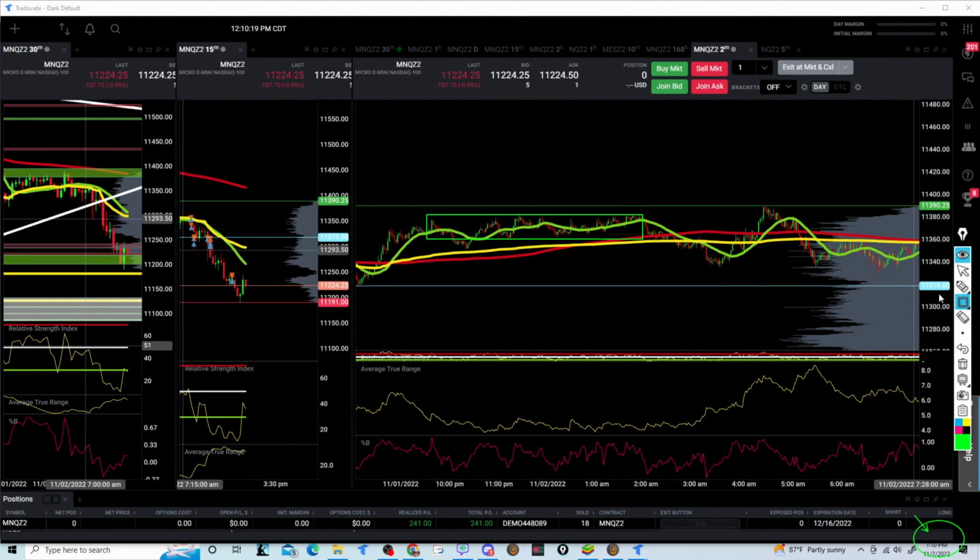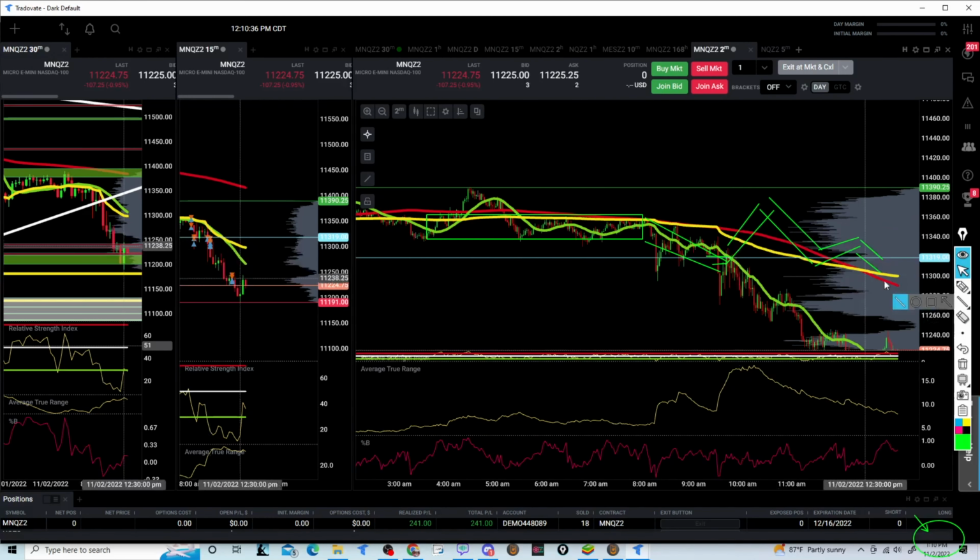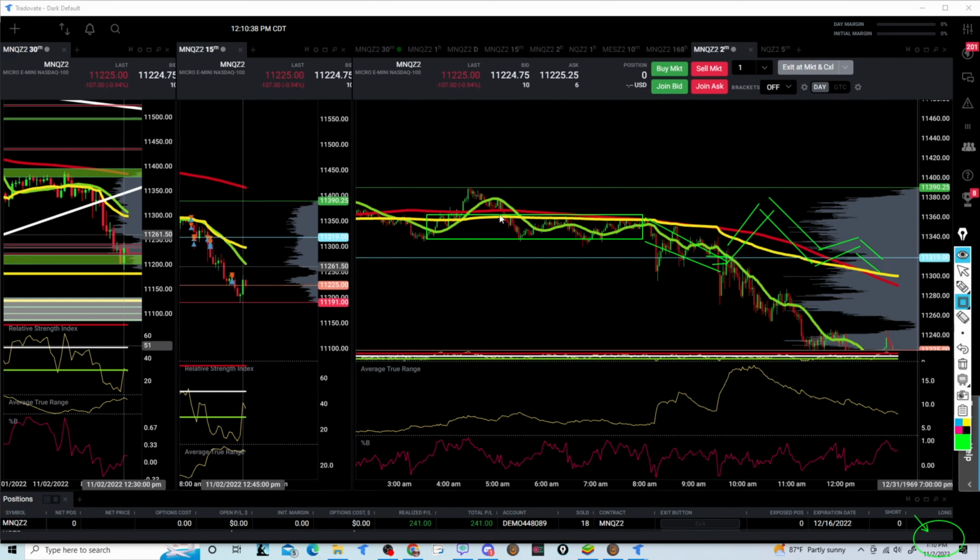From a channel, from a range to a channel. Tiny range, channel. Okay? This here is kind of a tiny channel. Channel. That's what the market likes to do. Where we left off, range. Channel. That's it. That's all the market can possibly do.